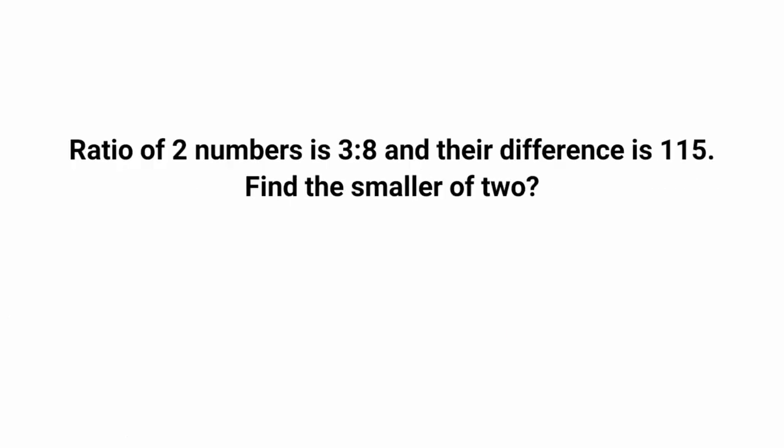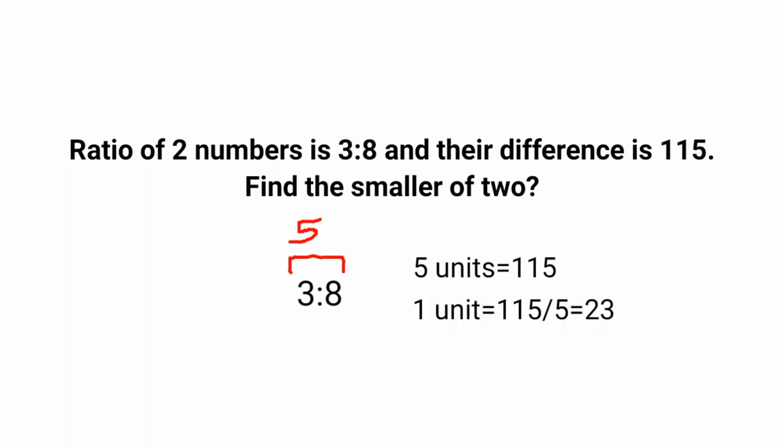Next question is, ratio of two numbers is 3:8 and the difference is 115. Find the smaller of two. Here the ratio is given as 3:8 and the difference is given as 115. In this question, the difference of ratios of two numbers is 8 minus 3, that is equal to 5 units. And in the question, the difference is given as 115. So, this 5 units is equal to 115. So, from this 1 unit is equal to 115 by 5, that is equal to 23.